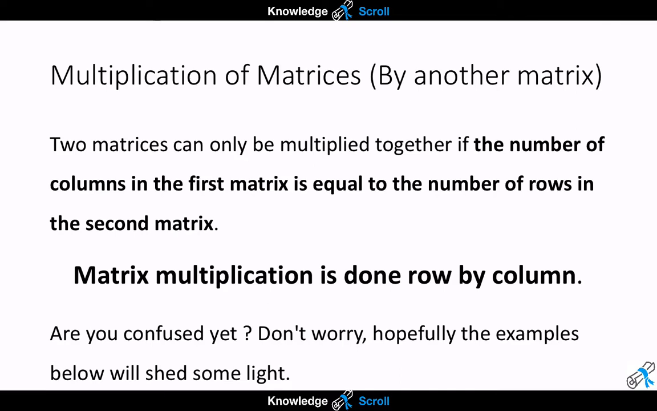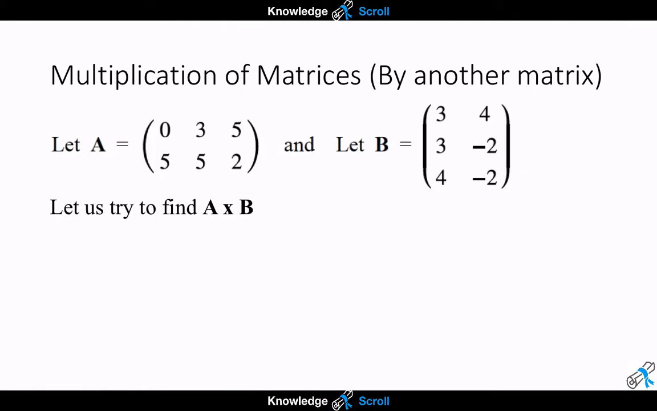Hi everyone, in today's video we are continuing with the topic of matrix multiplication by going through an example of how to multiply two matrices of different sizes. So we have matrix A, which has the elements 0, 3, 5, 5, 5 and 2, and this is a 2 by 3 matrix. And we have matrix B, which has the elements 3, 4, 3, -2, 4 and -2, and this is a 3 by 2 matrix.